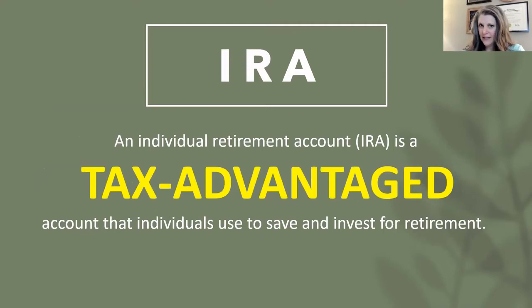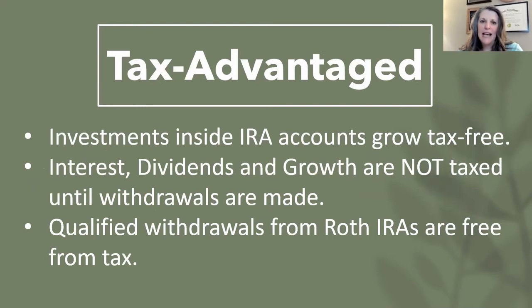IRAs are tax-advantaged. Now, what does that mean? By being tax-advantaged, the investments inside the IRA account grow tax-free, which means the interest that you earn, the dividends that your stock investments pay, and the growth of those underlying investments are not taxed until withdrawals are made, typically in retirement.